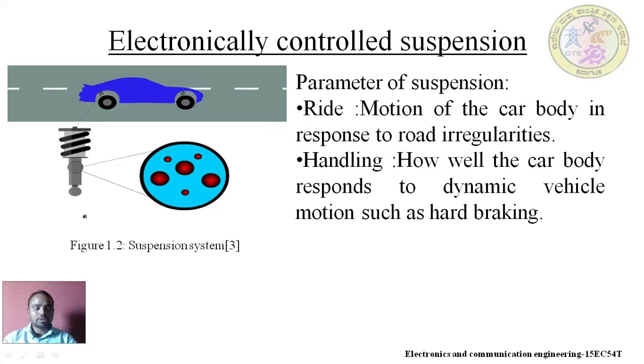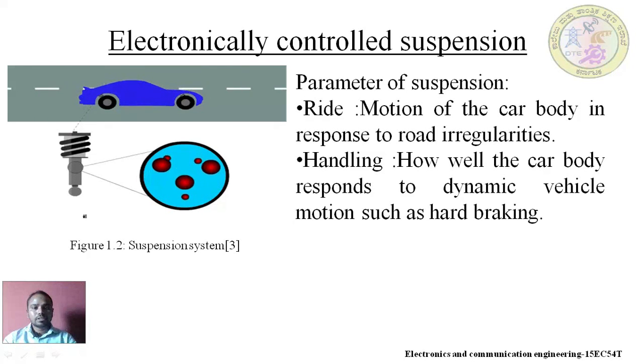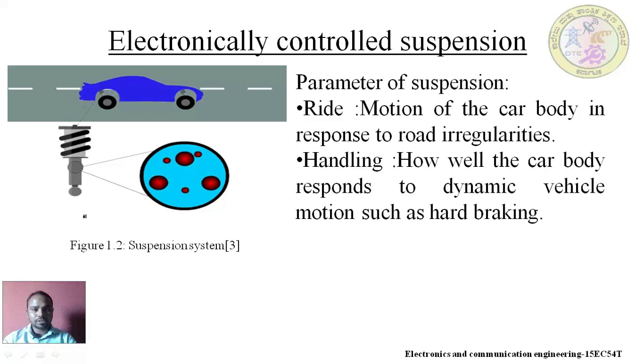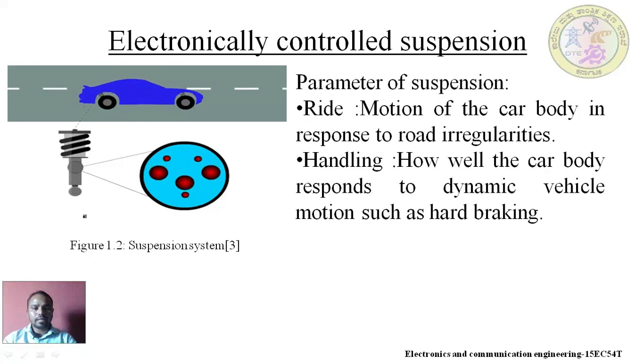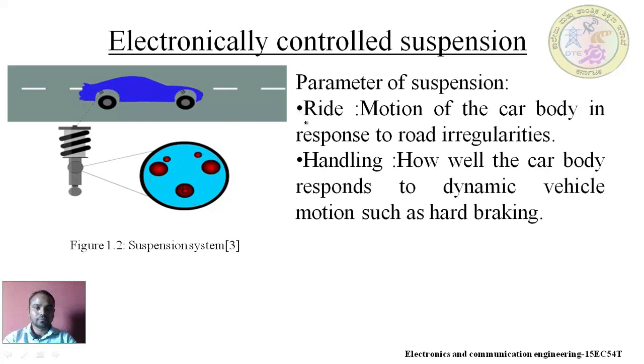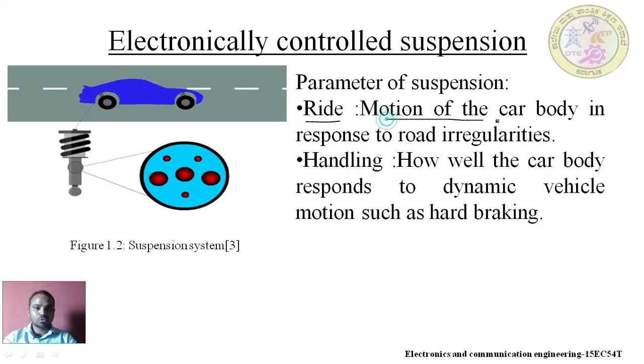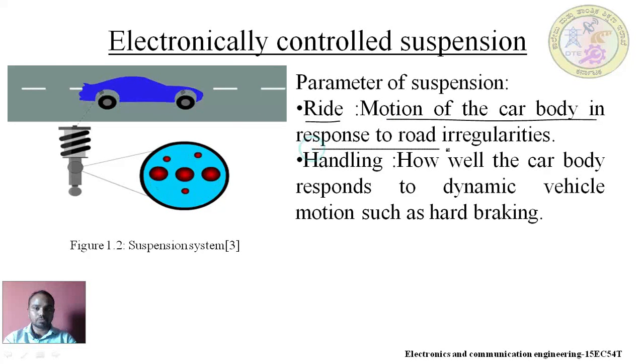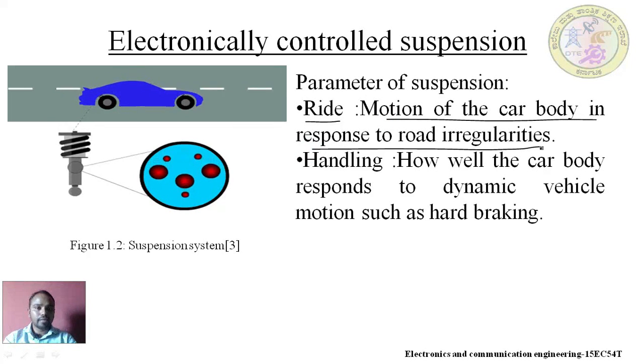Dear students, now we will understand some very important terminologies or parameters that are related to the suspension system. The first parameter is ride. Ride is defined as the motion of the car body in response to the road irregularity.